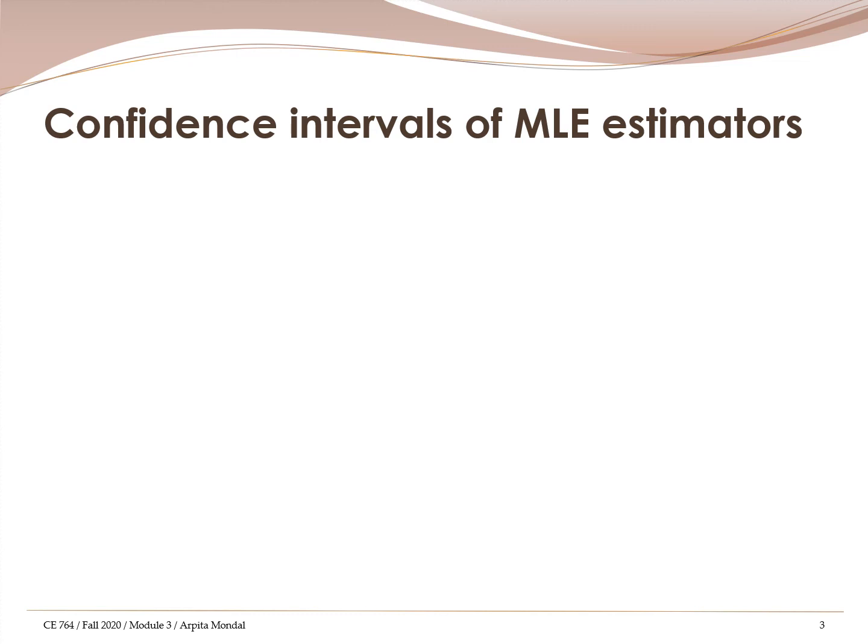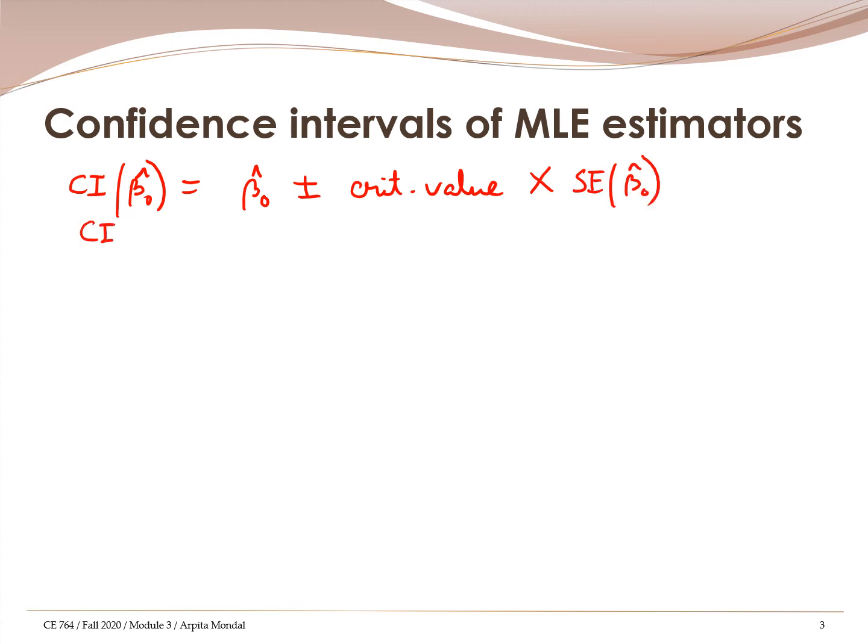So now that we know the MLE estimators beta naught hat and beta 1 hat, and from our basic background which we learned about in module 2 on estimation, we can write that the confidence interval of beta naught hat would be nothing but beta naught hat plus and minus some critical value times the standard error of beta naught hat. And similarly, for the other regression coefficient beta 1, the confidence interval of beta 1 hat would be beta 1 hat plus and minus critical value times the standard error of beta 1 hat. This critical value, we know from our earlier discussions in module 2, depends on the sampling distribution of beta naught hat and beta 1 hat. And it also depends on the chosen level of significance, alpha.